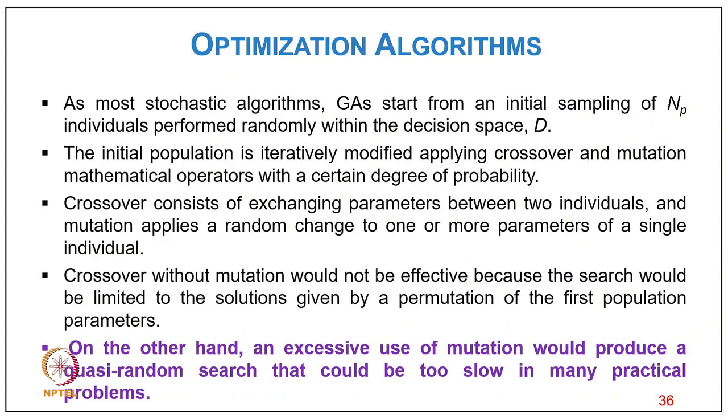So, as most stochastic algorithms, GA start from an initial sampling of NP individuals performed randomly within the decision space D. The initial population is iteratively modified applying crossover and mutation mathematical operators with a certain degree of probability. Crossover consists of exchanging parameters between two individuals and the mutation applies a random change to one or more parameters of a single individual. Crossover without mutation will not be effective because the search will be limited to the solutions given by the permutation of the first population. On the other hand, an excessive use of mutation will produce a quasi random search that could be too slow in many practical problems.